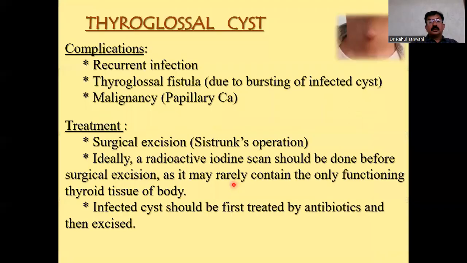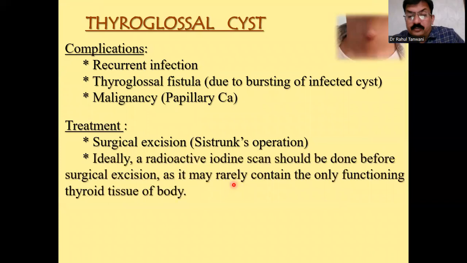Now, ideally, if you are going for surgical excision, then if feasible, you should always go for a radioactive thyroid iodine scan. Why? See, the one thing is that if there is a congenital problem in that patient, that a small part of that thyroglossal tract has been left unobliterated, maybe there can be another additional very, very rare congenital problem that his thyroid gland is absent or it's not functioning.